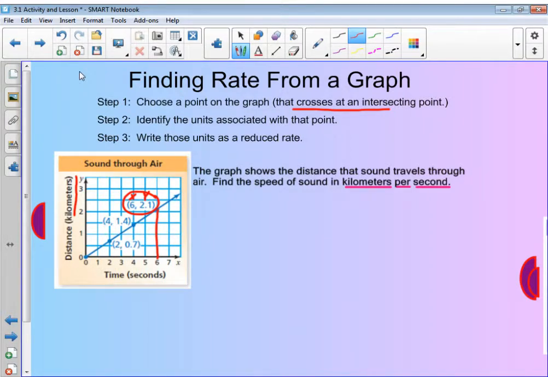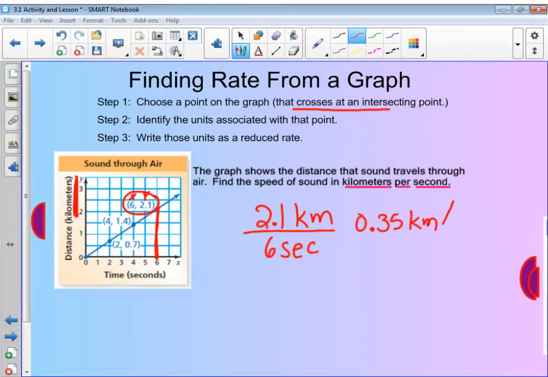So when we do this, remember we always do our Y's first. So we're going to do kilometers first, which was our 2.1 over our 6 seconds. Now if we do our unit rate, just like we have on the previous slides, we're going to divide it out. So 2.1 divided by 6 seconds gives me 0.35, and that would be kilometers per second. Or you could put 0.35 km over 1 second.